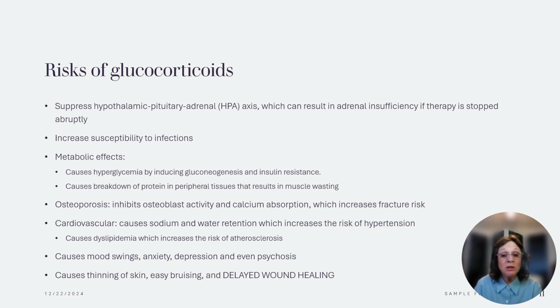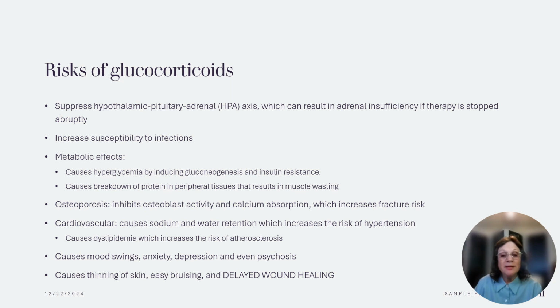They also have metabolic effects. They cause hyperglycemia or too much blood sugar, which can be particularly problematic in people that have diabetes. And they do that because they're causing gluconeogenesis, or the formation of new glucose. They also cause insulin resistance. So it's not a good thing to be giving glucocorticoids or any kind of steroid to somebody with diabetes unless we have to. They're going to raise blood sugar in anybody, though, not just people with diabetes, anybody.